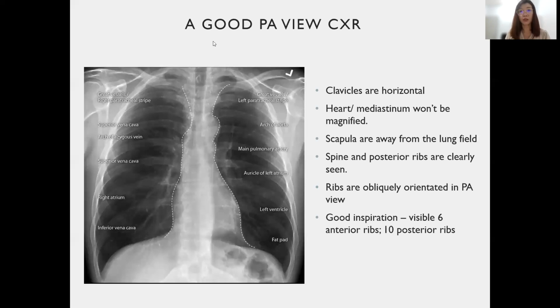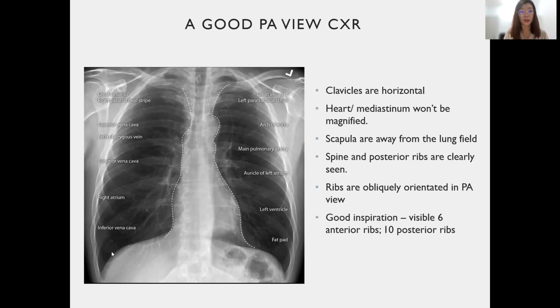So this is an example of a good PA view X-ray. First, it is centered, then the clavicles are horizontal, then the scapula is outside the chest wall, so it's not obscuring any lung fields area. And then the spine and the posterior ribs here are clearly visible.